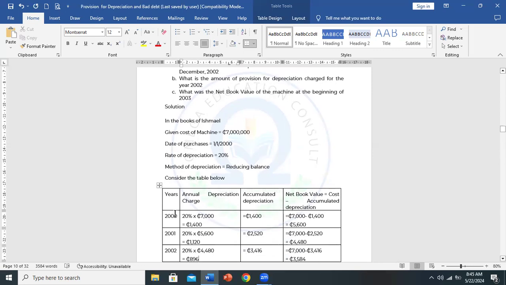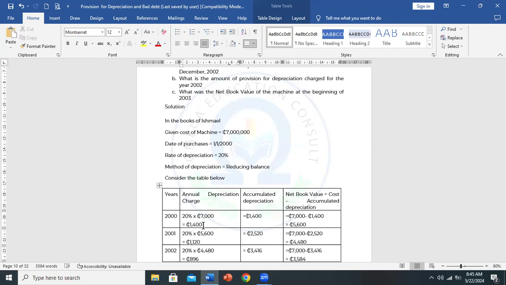So let's look at the first year, which is the year 2000. We are going to apply the rate, which is 20%, on the cost of the asset, 7 million. And that is going to give us 1,400,000. So in the first year, under this reducing balance method, the rate is applied on the cost. The reason is that in the first year, the net book value is equal to the cost.